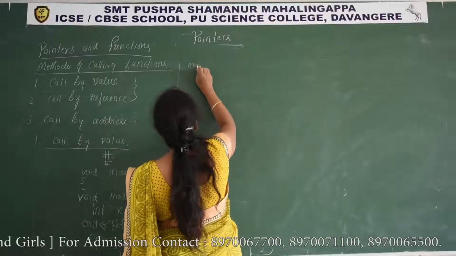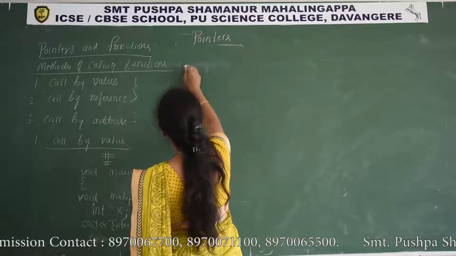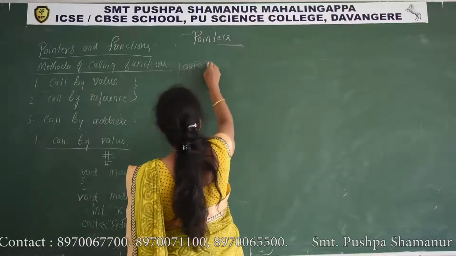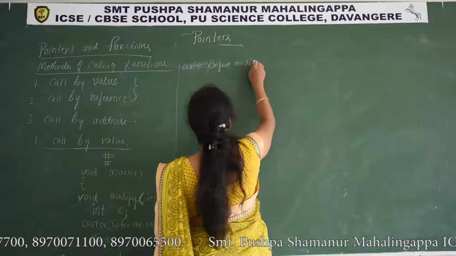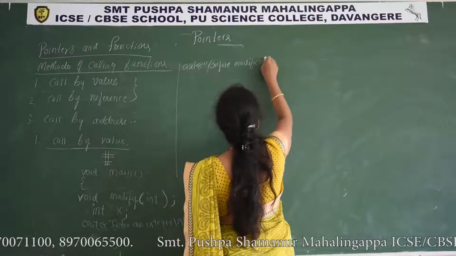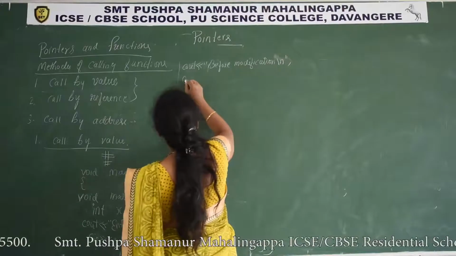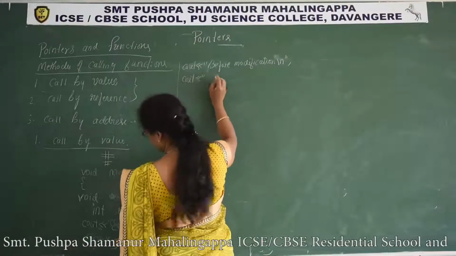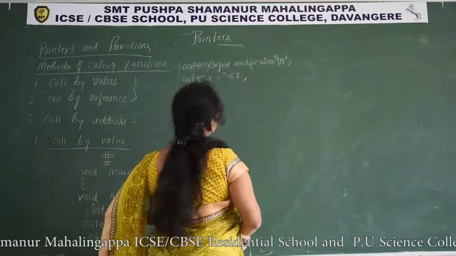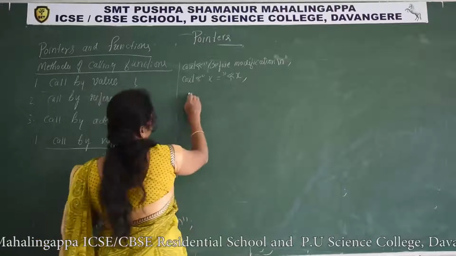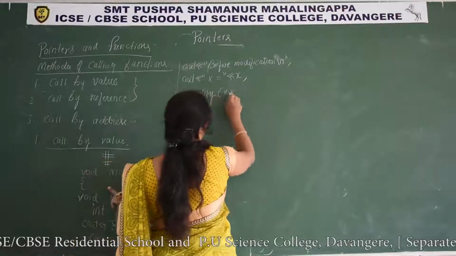Now I have to pass this value to the function modify. The name of the function is modify. So let us display before modification: cout before modification, cout x is equal to x. Let us call the modify function, modify, and I will pass x.